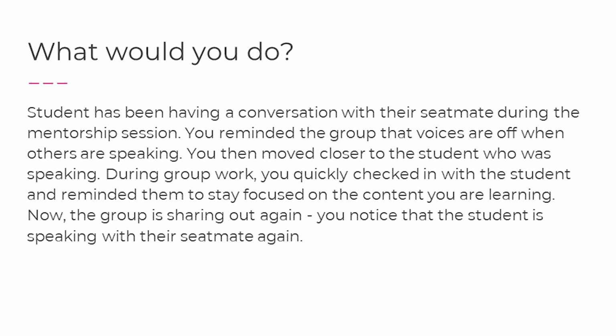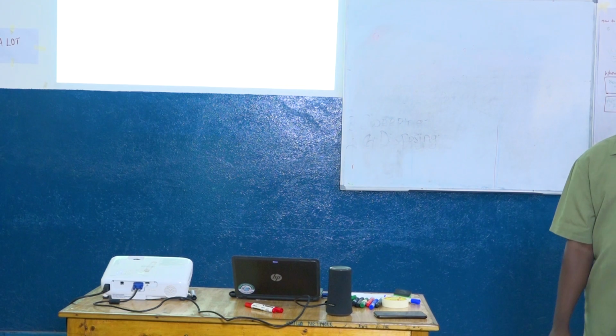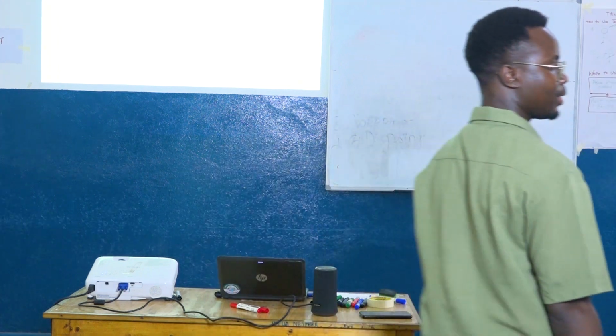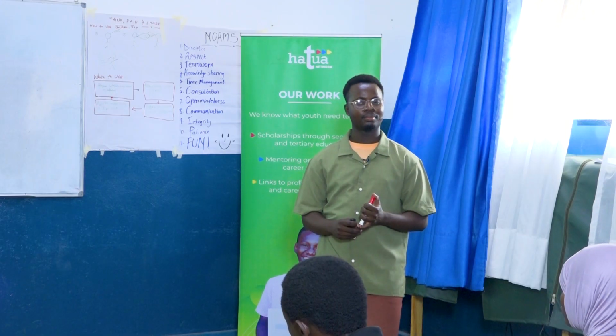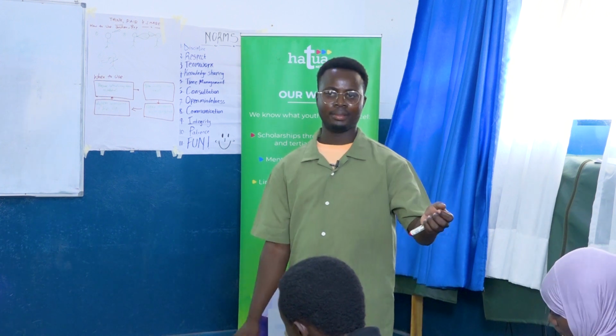You notice that the student is speaking with their seatmate again. What will you do? Let me see what you are thinking. Yes, Precious wants to try. I would just swap them, change the seating arrangement, ask another student to come here. Because if he or she is still speaking with the same student and not another one, that means that's the problem. Because if it is in a group, there are other students, but they're not changing the person they're speaking to. So just swap the person. Thank you. Let's snap for her.